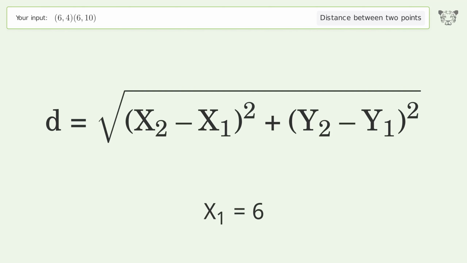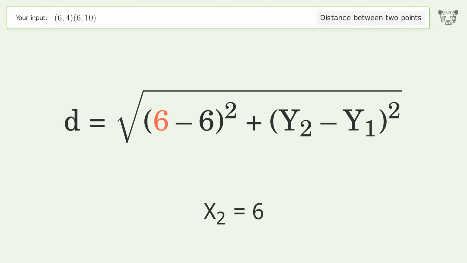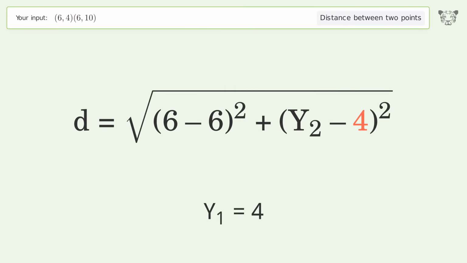x1 equals 6. x2 equals 6. y1 equals 4. y2 equals 10.